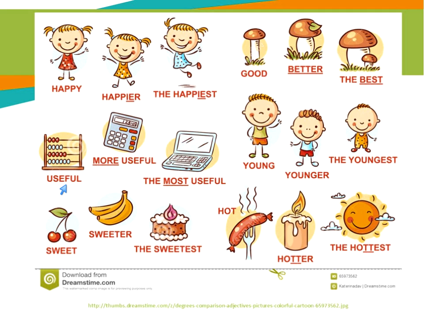Useful, more useful, because useful has 3 syllables, so you say more. Young, only one syllable: younger. Sweet, sweeter. Hot, hotter, the hottest. Okay? So, but only this time, you notice that there is just the happiest, the best, the most useful, the youngest, the sweetest, the hottest.